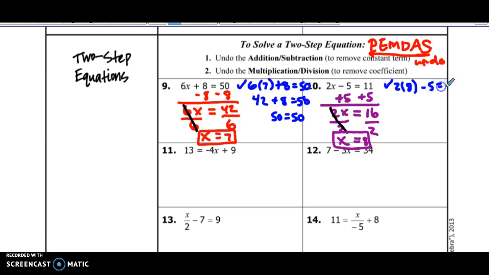minus 5 equals 11. Following the order of operations, 2 times 8 is 16, and 16 minus 5 is 11. 11 equals 11, so that checks out. We're good to go.